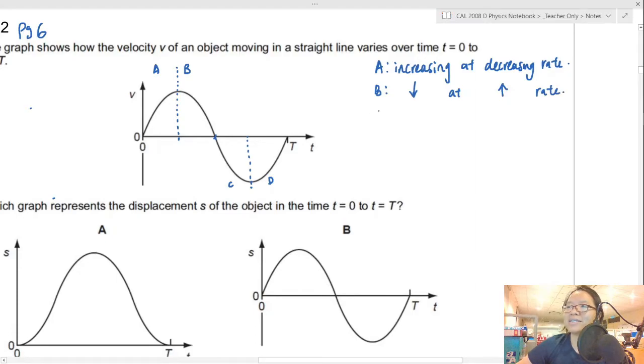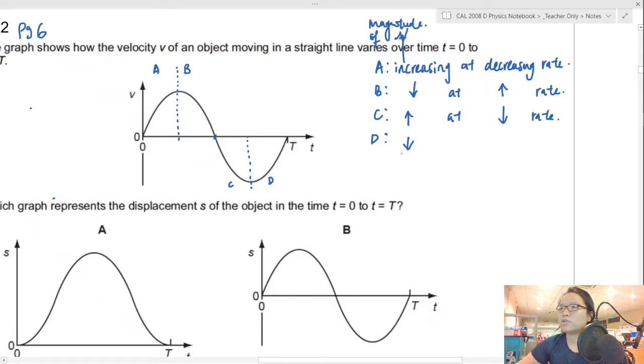I use arrows. C? C looks like decreasing, but it is not, because the negative number is getting bigger and bigger. So C is actually increasing at a decreasing rate, and D is decreasing. I know it's very deceptive because it looks like it's going up, but again, we are talking about magnitude of the velocity. So in this case, it is decreasing because it's becoming a smaller and smaller number at an increasing rate. So you don't get confused. If you're confused, please ask.